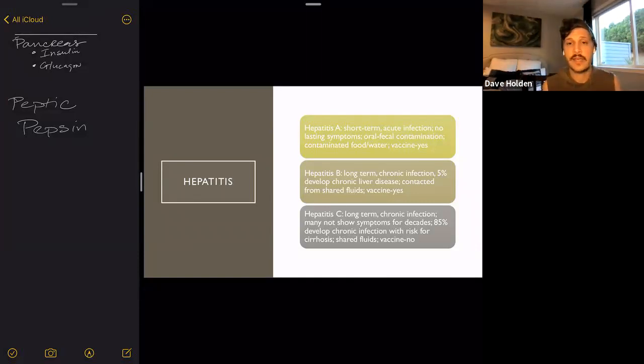Hepatitis B is a little more serious. This is going to develop into a long-term chronic infection. 5% of people develop chronic liver disease. It's often contracted through shared fluids. So again, hepatitis is a blood-borne illness. So we have to be thinking about ways that body fluids can become contaminated. So sharing drug needles, sharing tattoo needles, unprotected sex. If you're really into like kinky blood play, that kind of weird stuff, just don't share blood with folks, guys. Now, the good news is there is a vaccine for hepatitis B. You have to take a shot. It's 3 shots over 6 months, and then you have to do that every like 20 years. But there is a vaccine for it.